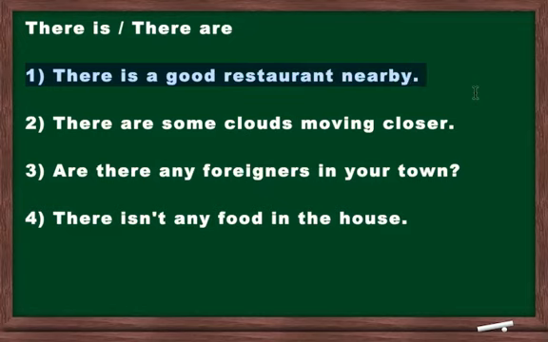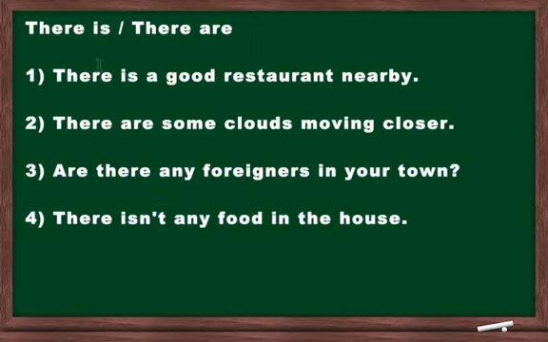Number 1. There is a good restaurant nearby. Number 2. There are some clouds moving closer. Number 3. Are there any foreigners in your town? And number 4. There isn't any food in the house.